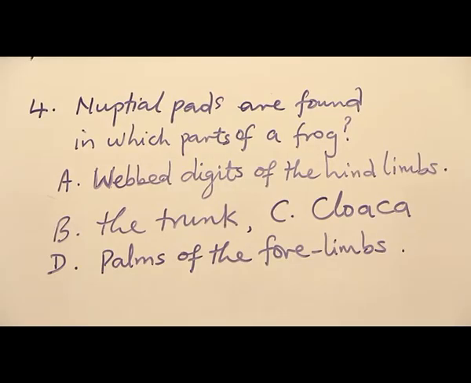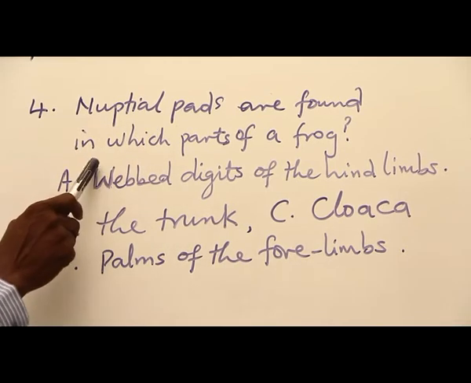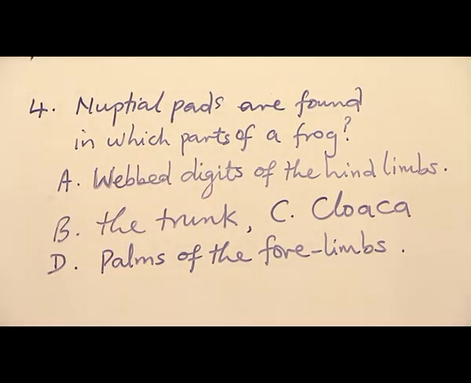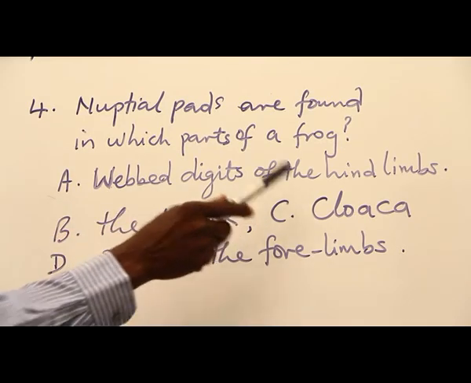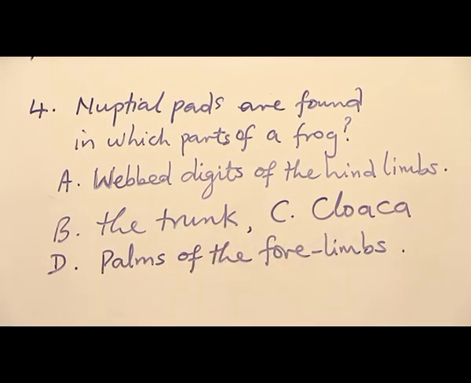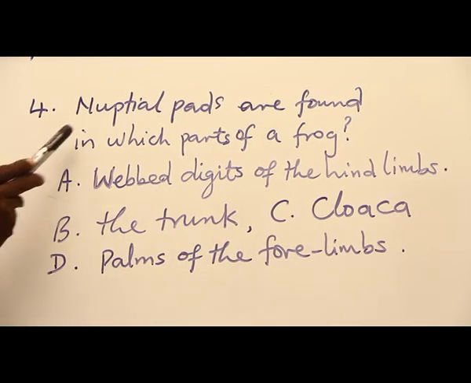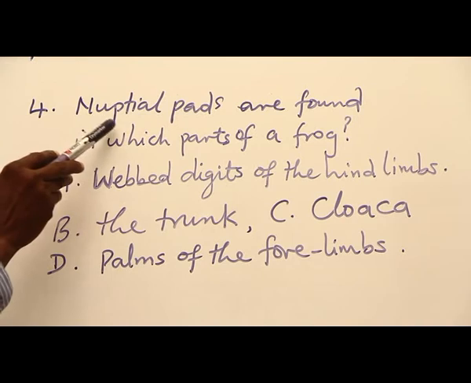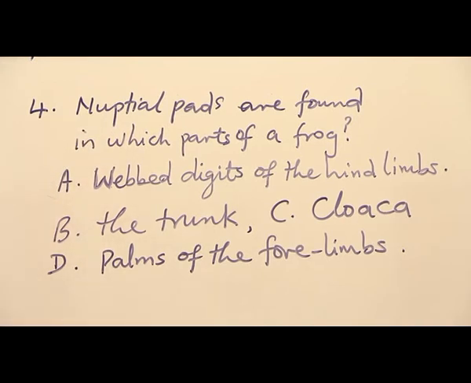Question 4. Nuptial pads are found in which parts of a frog? A. Web digits of the hind limbs. B. The trunk. C. The cloaca. And D. Palms of the forelimbs. This question, you have to understand nuptial pads. Nuptial pads are just a pad in the forearms of a frog or toad, with which it grabs the female when shedding sperms on the eggs in the water.